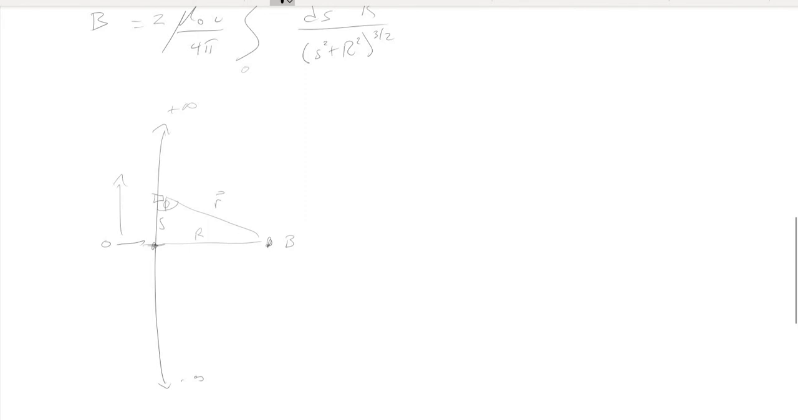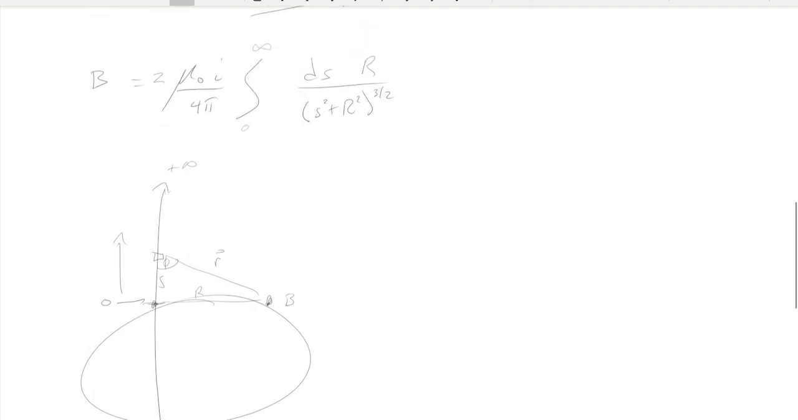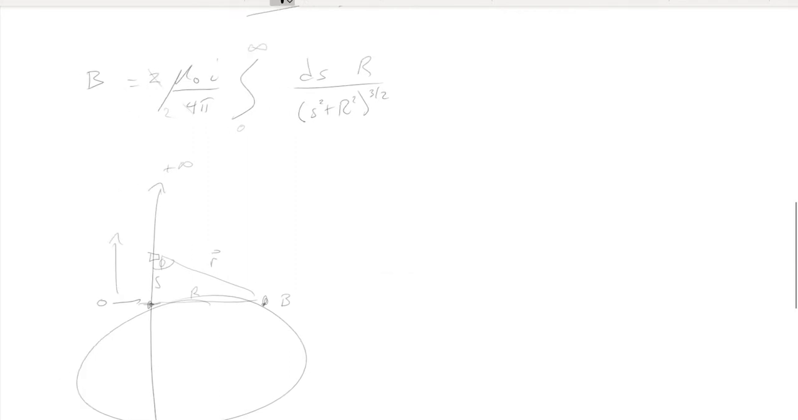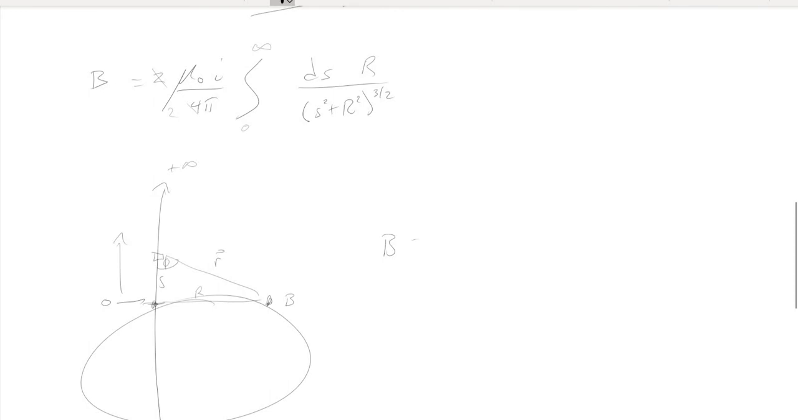But we're going to get a duplicate contribution from the other half of the wire, so that's where the 2 comes from. That 2 is going to factor with the 4 down in the denominator. We now have mu naught I over 2 pi, 0 to infinity. I'm going to bring this r value out to the front because it is a constant. And there's the integral that we have to pull off.